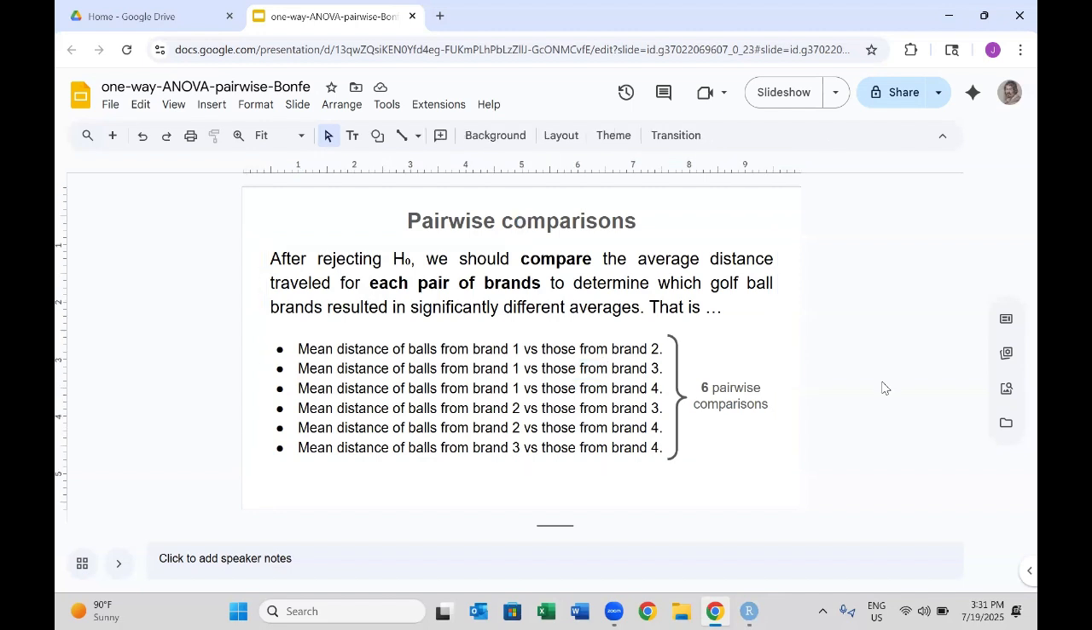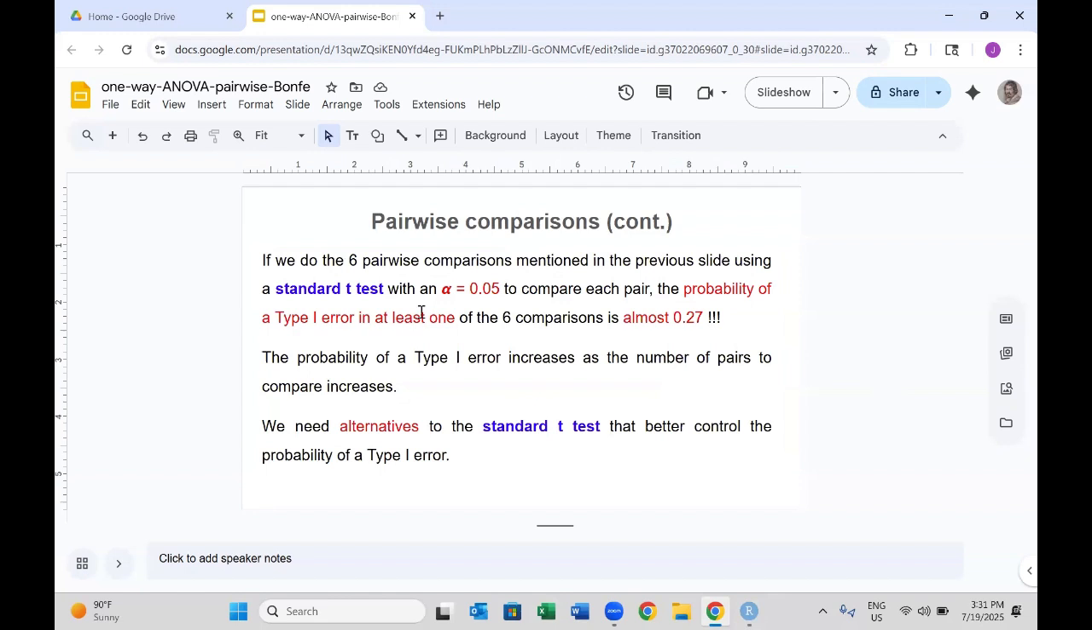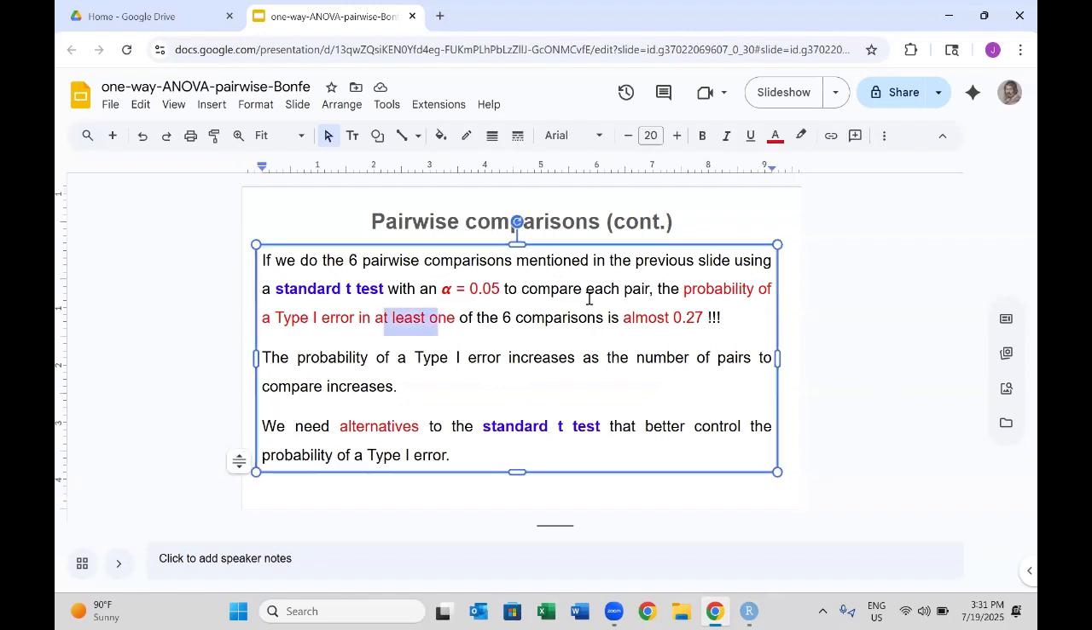The problem is, if you use a standard t-test with alpha 0.05 to compare each pair, the probability of type 1 error in at least one of these six comparisons is almost 0.27, almost 27%, which is huge. That's a huge probability of a type 1 error, okay? And this is only with six comparisons. If we had more comparisons, this probability would be even higher than 0.27.